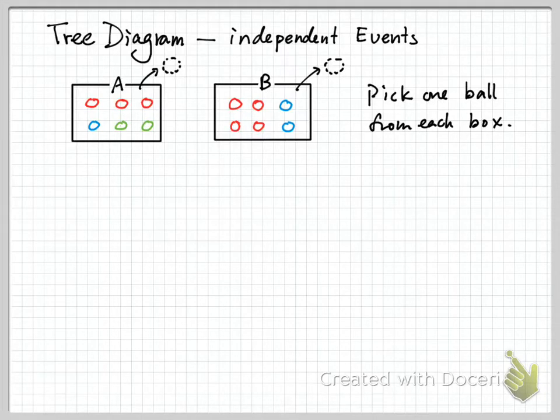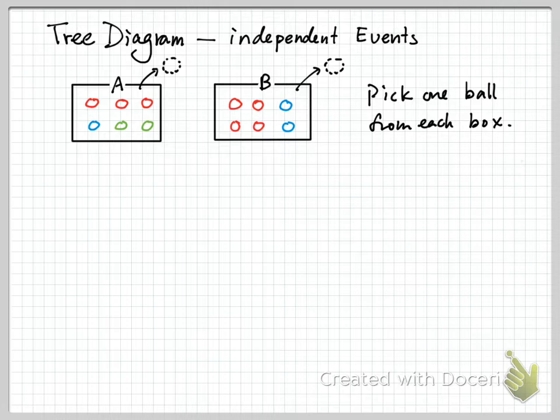We are going to talk about tree diagrams. Now, let me illustrate the idea of a tree diagram with this example. We have two boxes. In box A, we have 3 red, 1 blue, and 2 green balls. In box B, we have 4 red and 2 blues. We pick one ball from each box and want to see the probability for each of the different possibilities.